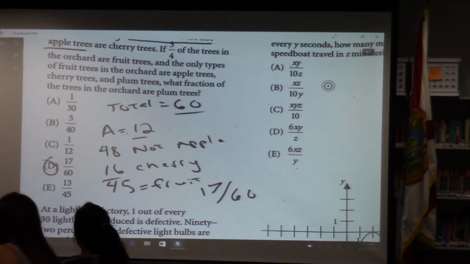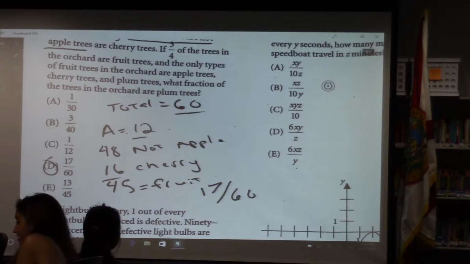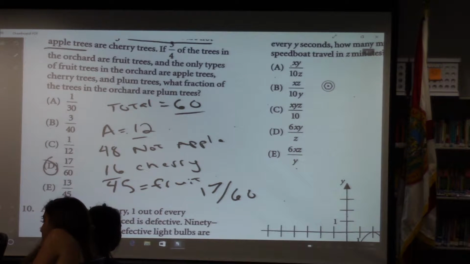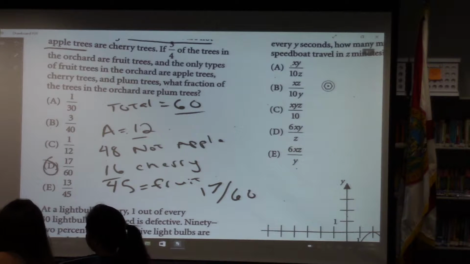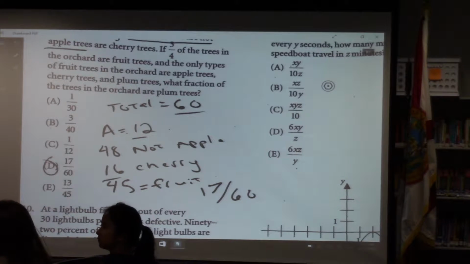The other 15? Yeah, they were money trees. They were money trees. There were money trees in the orchard. Any questions on that, seriously?